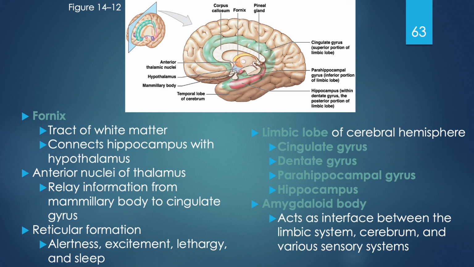The reticular formation, remember that was that long structure that we saw in the brainstem, is responsible for regulating alertness, excitement, lethargy, and also sleep. So the limbic lobe of the cerebral hemisphere is going to include the cingulate gyrus, the dentate gyrus, the parahippocampal gyrus, the hippocampus, and the amygdaloid body. So the amygdaloid body, just by the way, acts as an interface. So it works in between the limbic system and the cerebrum, communicating between them, and also various sensory systems.